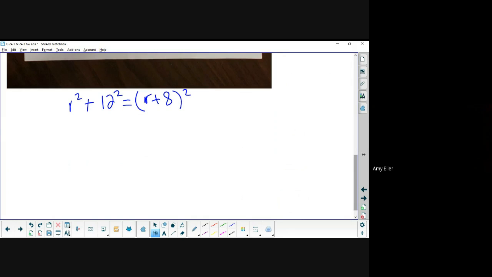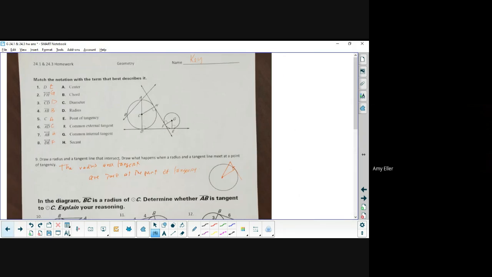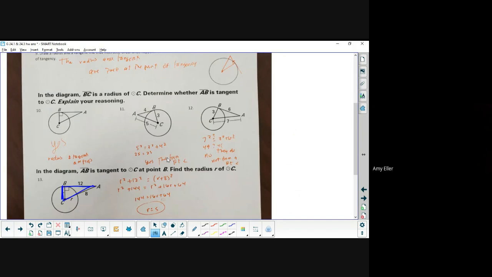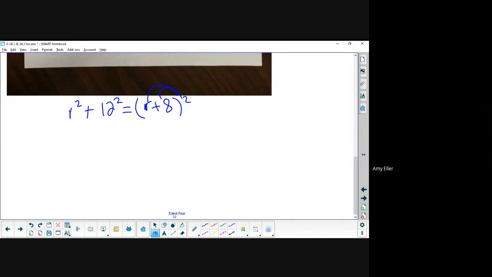Now, in the video, I said you will not distribute. That is not how algebra works. You will not distribute. Squared means times itself. So R plus 8 squared looks like that. Is that only when there's a variable in the parentheses? Yes. Okay. 12 squared is 144. So to do this correctly, you write it times itself. Now we're ready to distribute like normal.